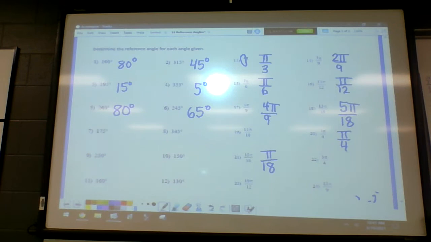All right, how do you feel about the radians now in terms of the fractions? What questions do you have? Because we're going to jump now to the sines, cosines, tangents, and all that fun stuff.